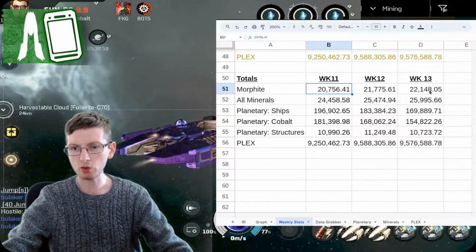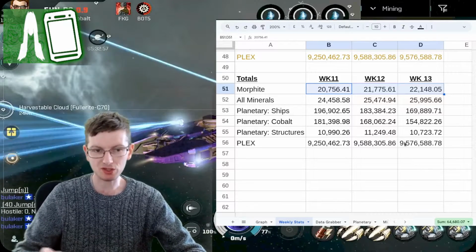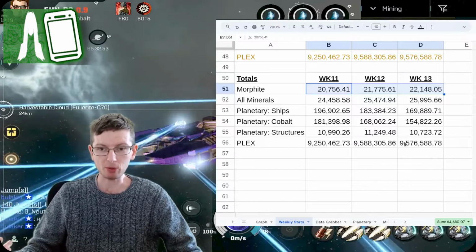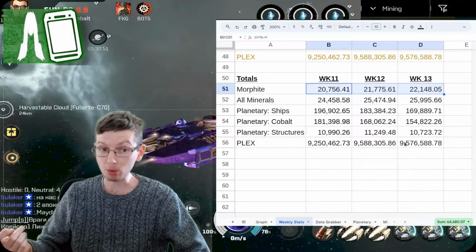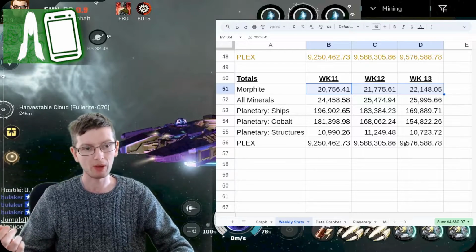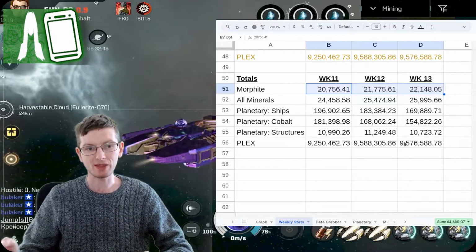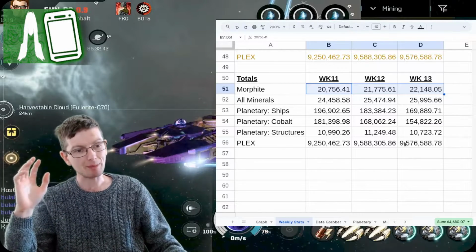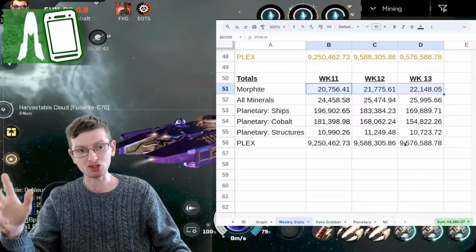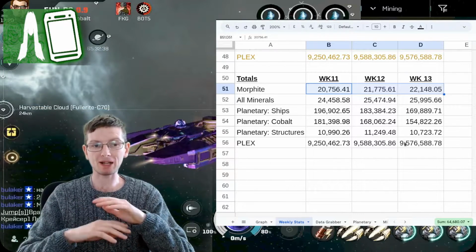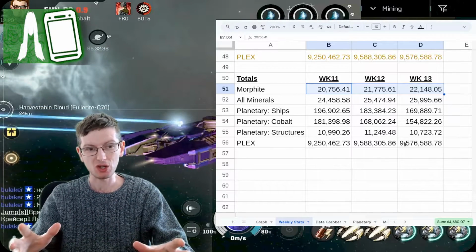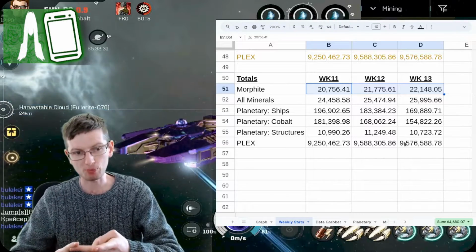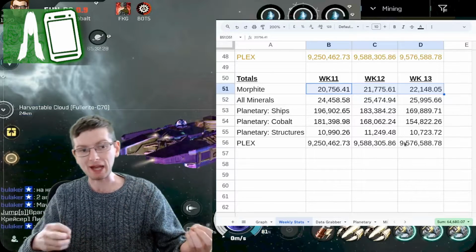So Morphite over the past couple of weeks has consistently been going up. It started off in week 11 at about 20.7 thousand, went up to 21.7 and then to 22.1. So there's a consistent increase in the demand for Morphite as far as we can tell here. Now, of course, I'm guessing that there's a consistent demand for Morphite. You have to bear in mind, all we can see here are the prices. We can't see how much Morphite was mined and how much Morphite was consumed by the system. We don't know the supply and the demand.